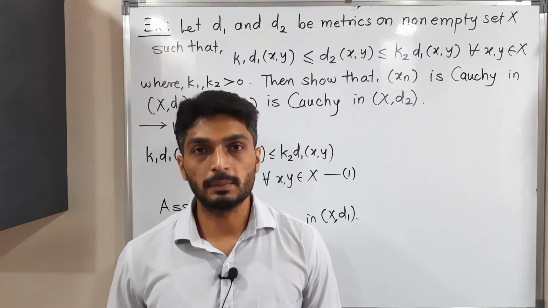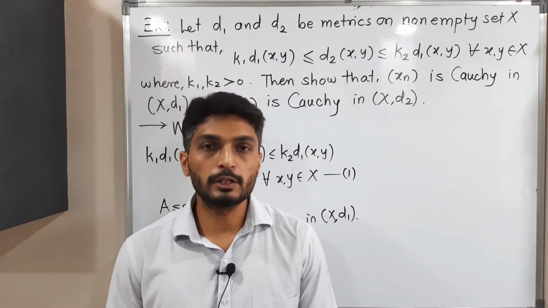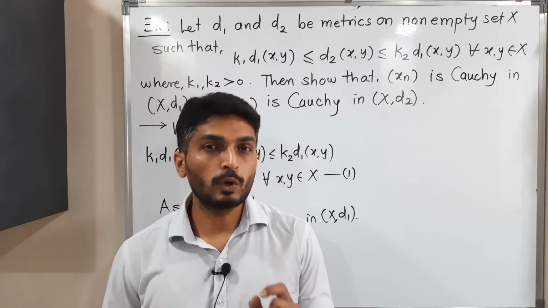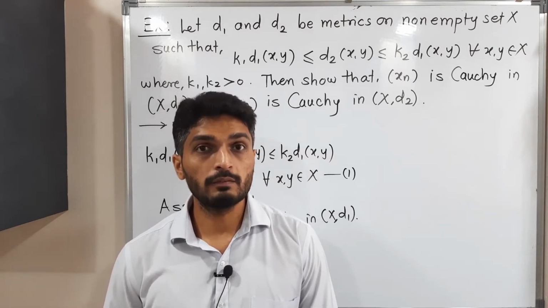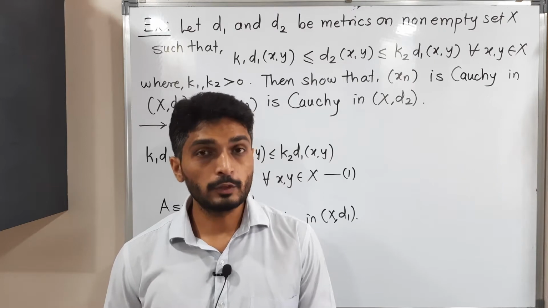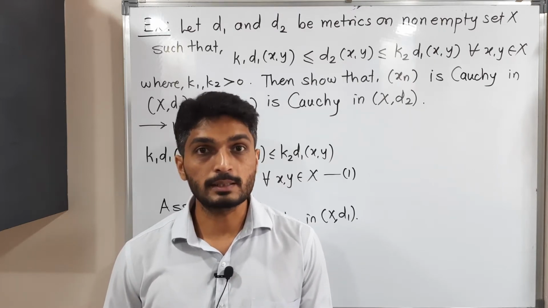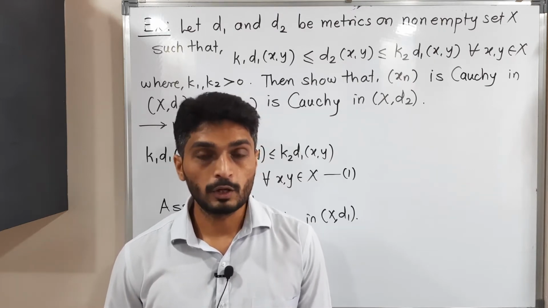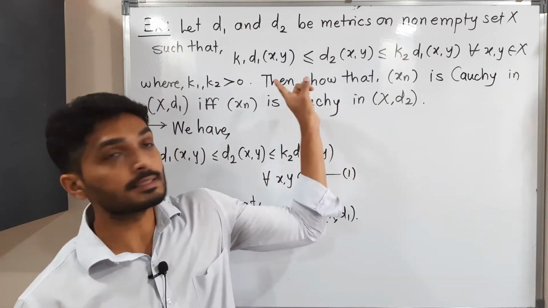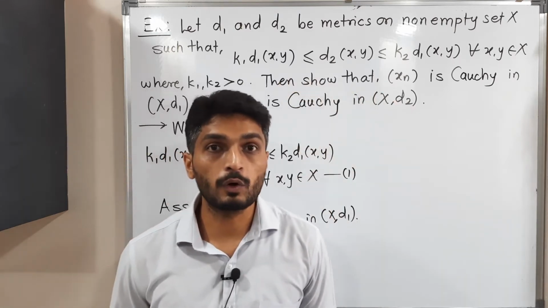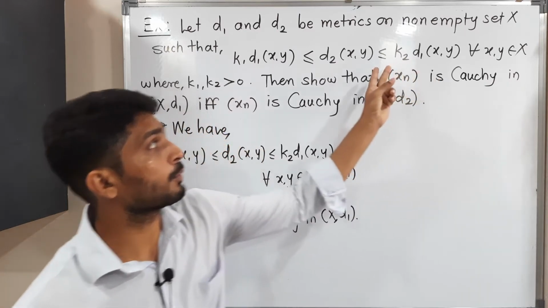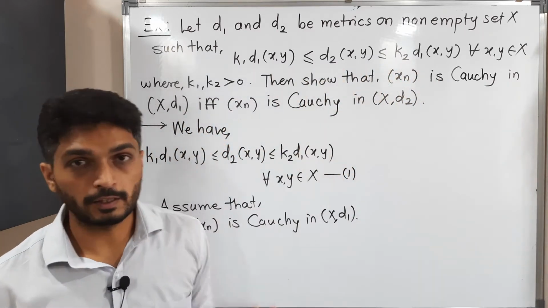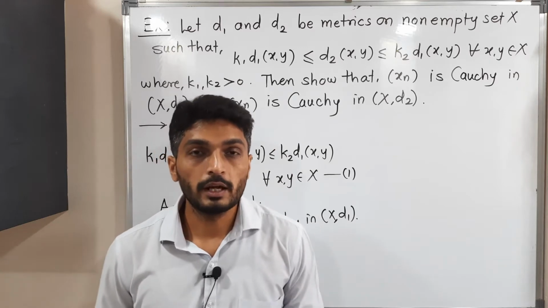Let's discuss this example. This example is similar to the previous example, with small changes. So what we have here is a non-empty set X and two metrics defined on the same set X, D1 and D2, which satisfy this important inequality for two positive real numbers K1 and K2. This is a very important thing. And what we have to prove?